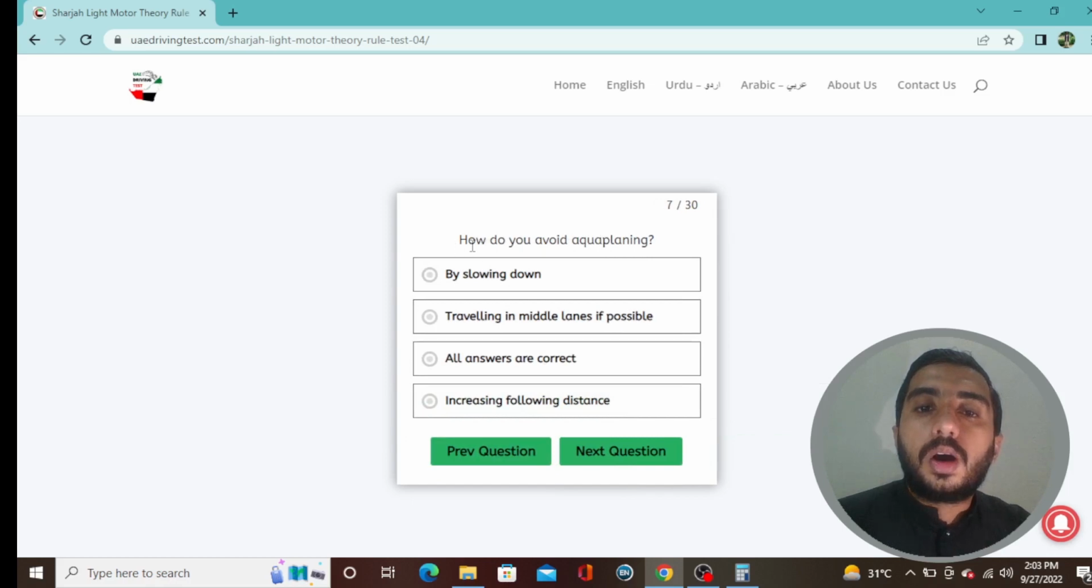Next question. How do you avoid aquaplaning? We can avoid aquaplaning by slowing down. Option A is the correct answer.